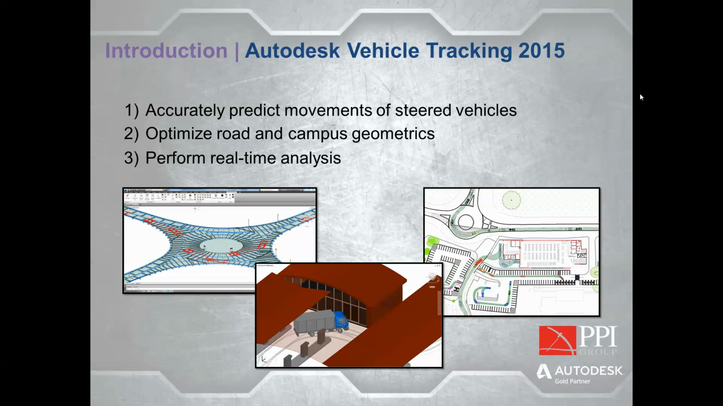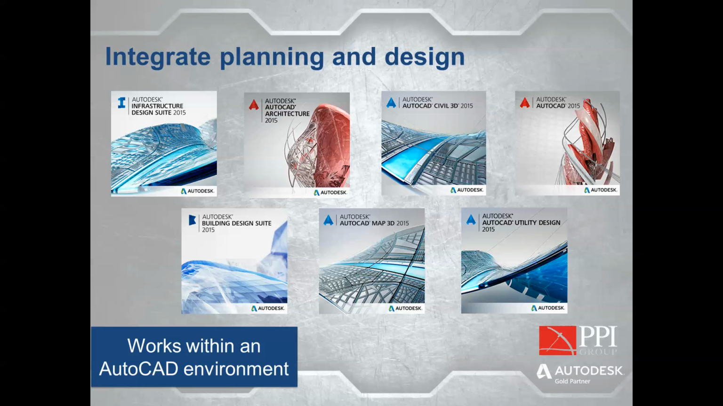So what is this thing that we call vehicle tracking? It's Autodesk's solution to other swept path analysis programs out there, the big one being, of course, AutoTurn. And what I want to get across to you today are these 3 bullet points. I want to show that we can accurately predict movements of steered vehicles, both in 2D and in 3D, optimize road and campus geometrics, and during that process we can perform real-time analysis.